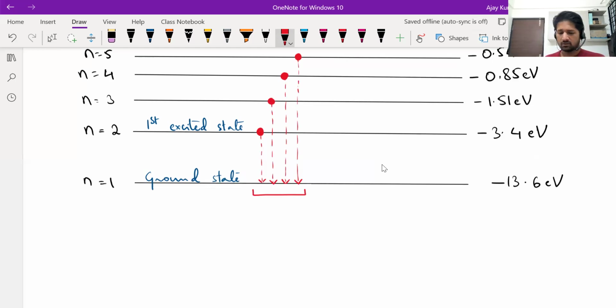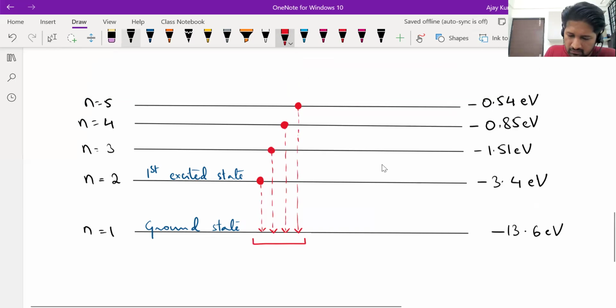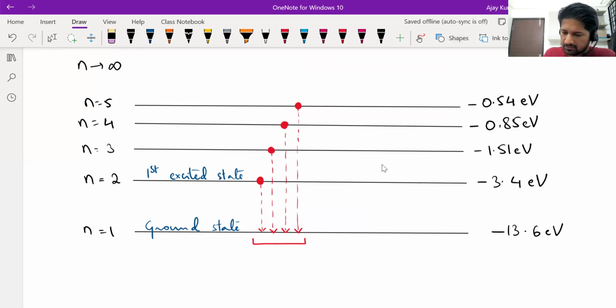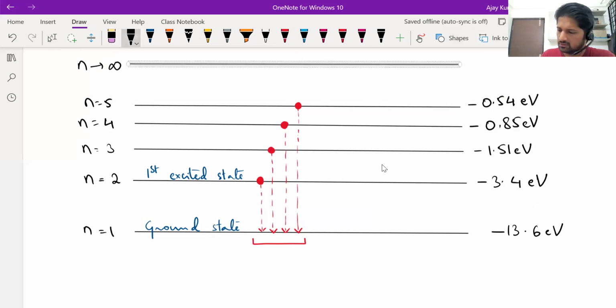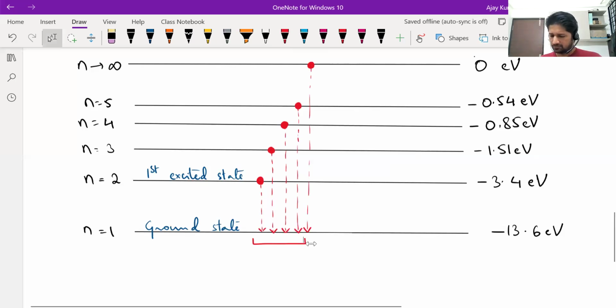The last orbit is n equal to infinity, or n tends to infinity. Infinite number of orbits will be there in an atom. And what will be the energy of the electron in that orbit? 0. So that jump is also possible from the infinite orbit all the way to the first orbit. Now, for each of these jumps, there will be a wavelength associated.